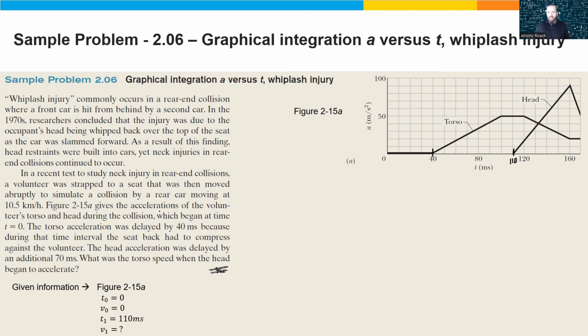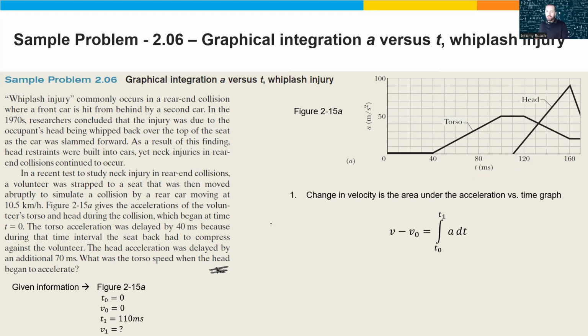So we have some given information. We know the initial time is 0. We know the initial velocity is 0. We know that our time 1 for the person's head moving is 110 milliseconds, but we don't know velocity 1. So we're trying to find what the torso speed was when the head began to accelerate. The head began accelerating at 110, but we don't know what the velocity was.